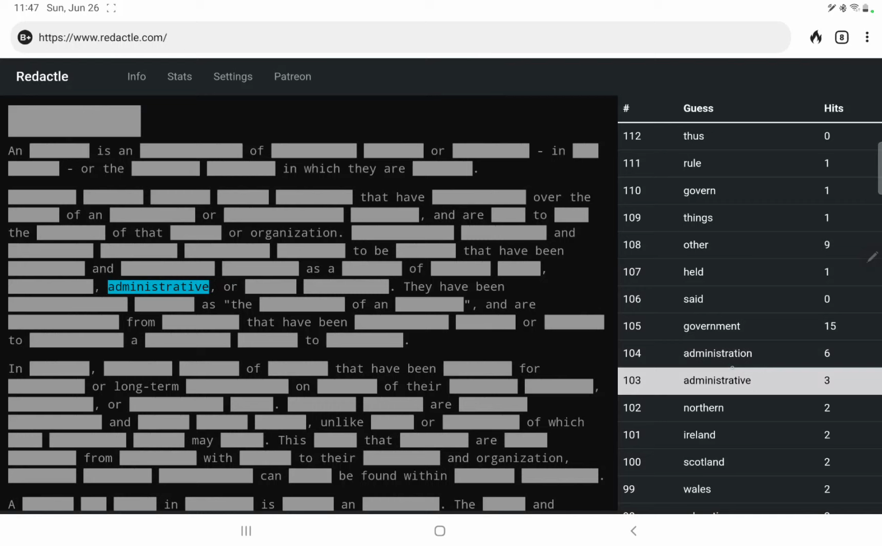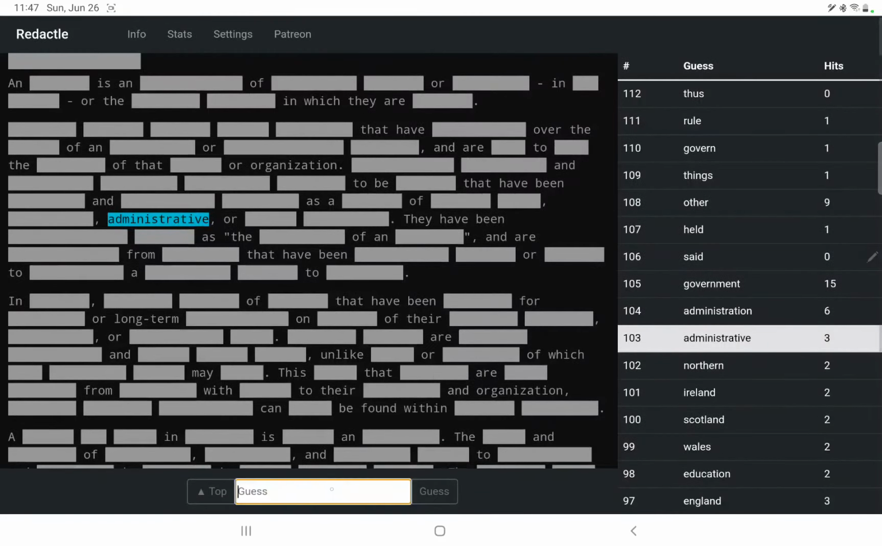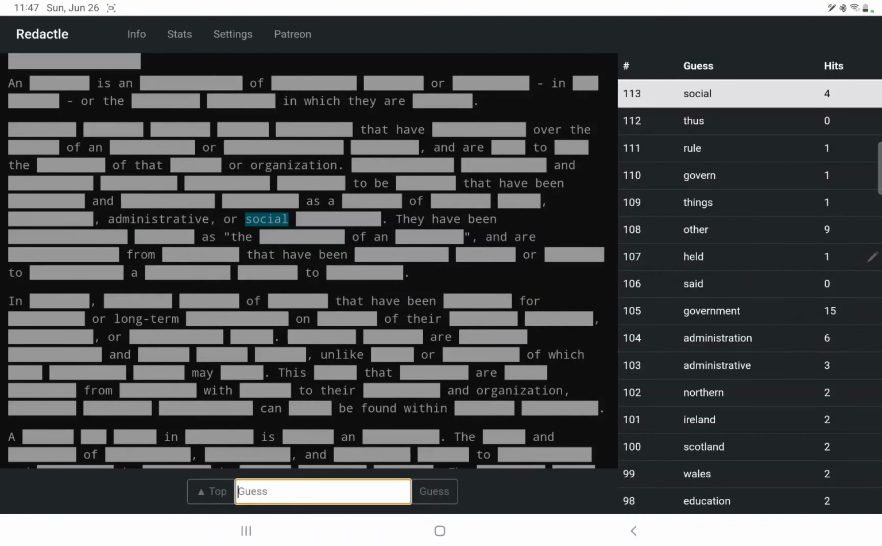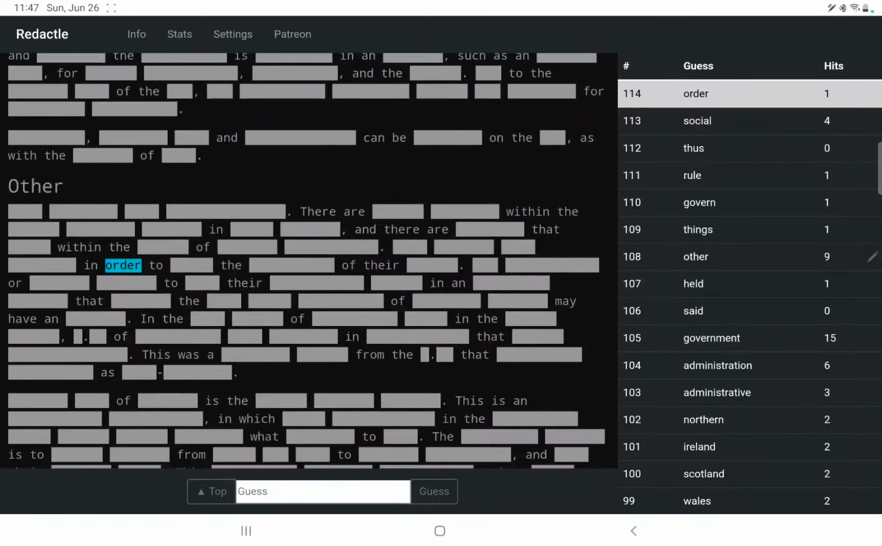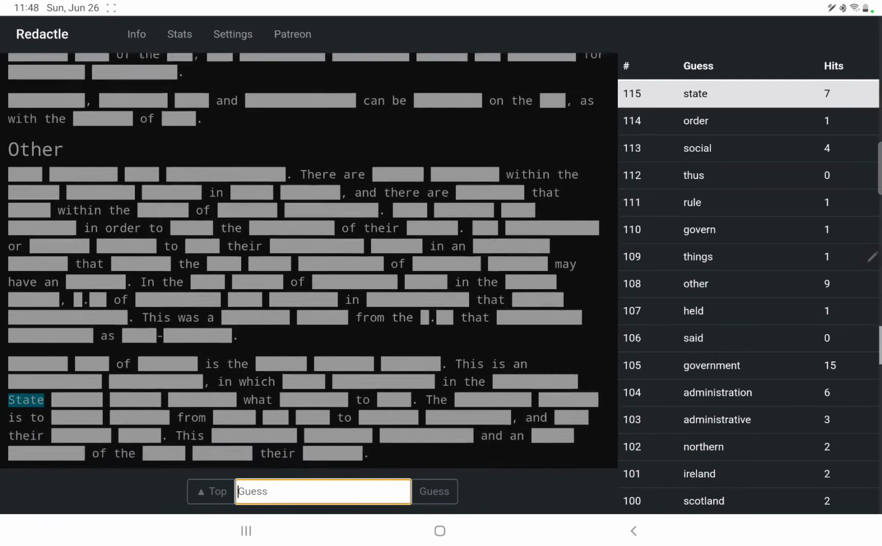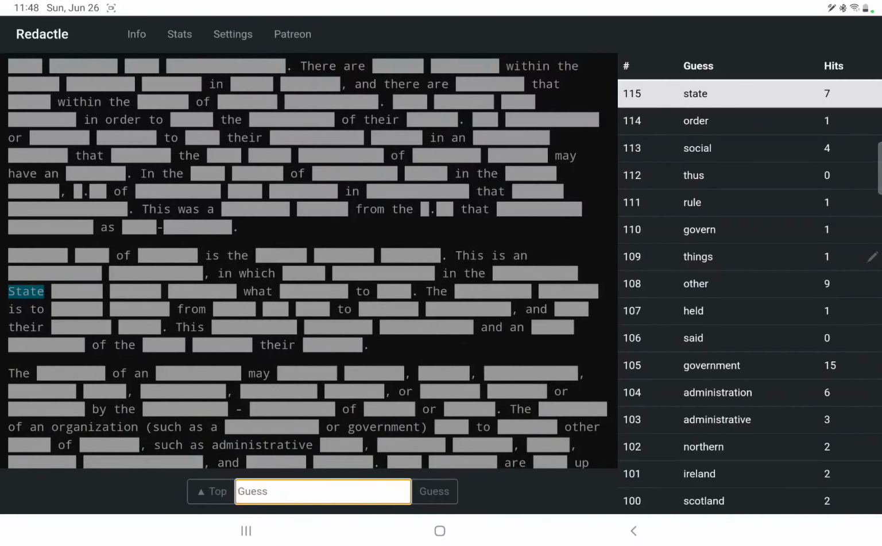Let's try administrative, social maybe. Yeah, so administrative or social. Gonna try order, one order. In order to something, the something of their something. Let's try state. Oh, in the something state, something. What could that be? Let's try state, see if United States is mentioned.